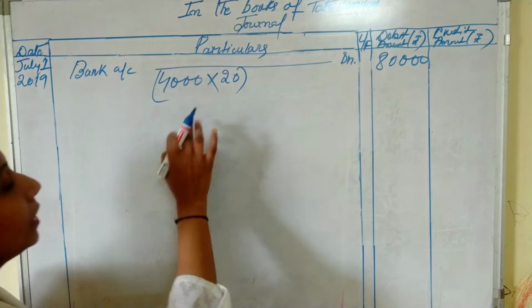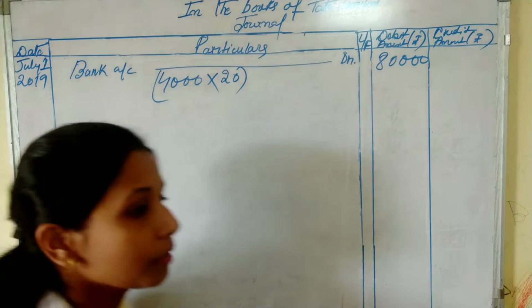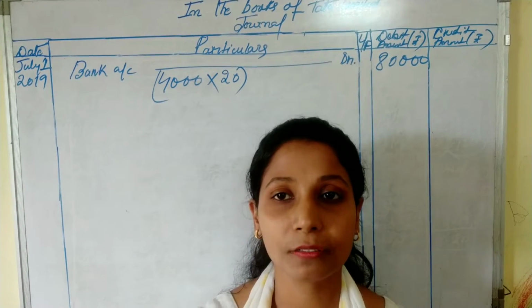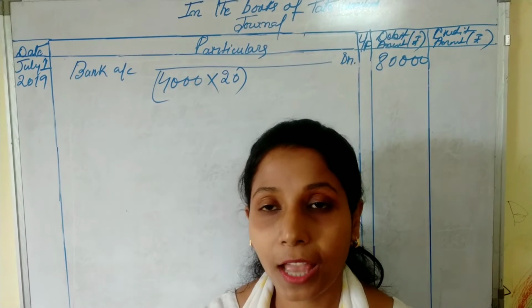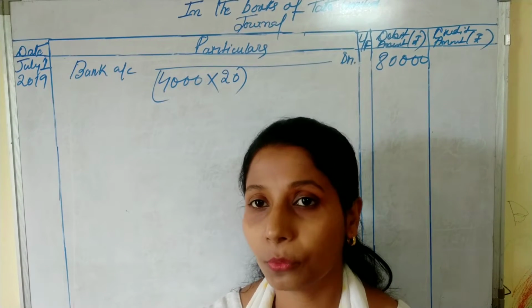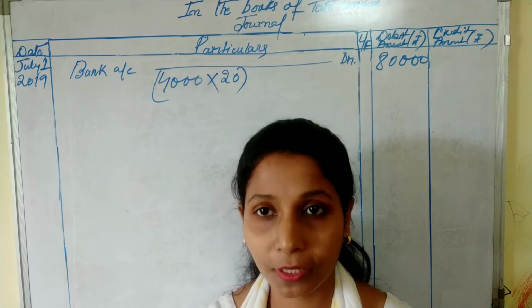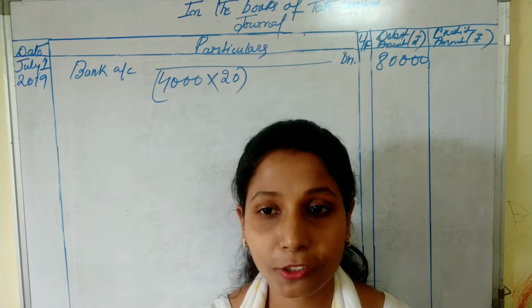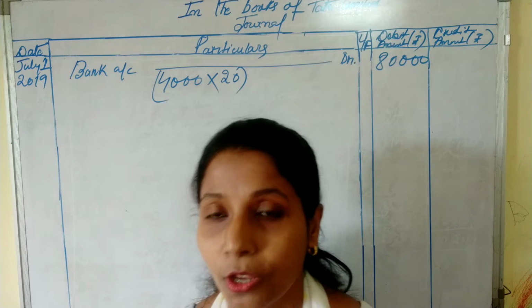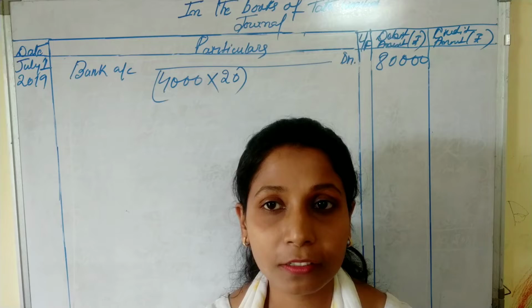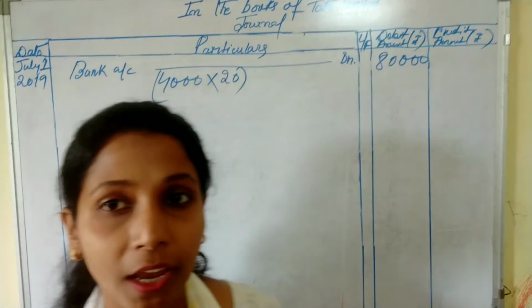Now, this amount 80,000 is received against application money, and the class of shares in our question is preference shares, and the rate of dividend mentioned in the question is 10%. So we will write like this: To 10% preference share application account.